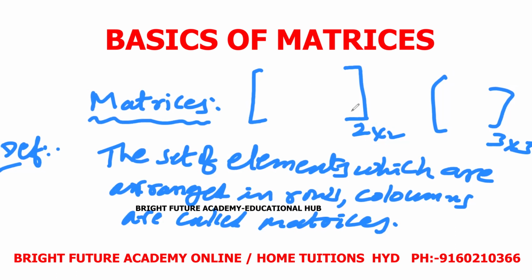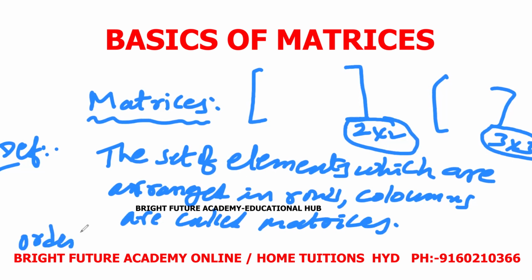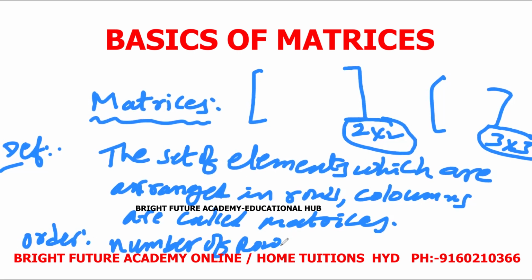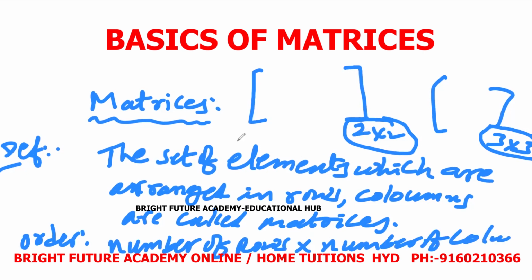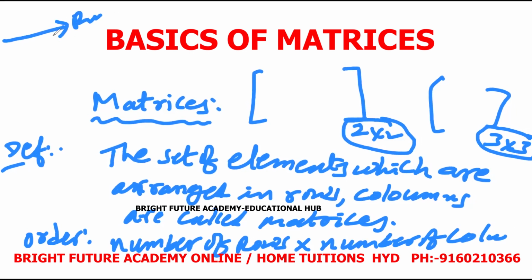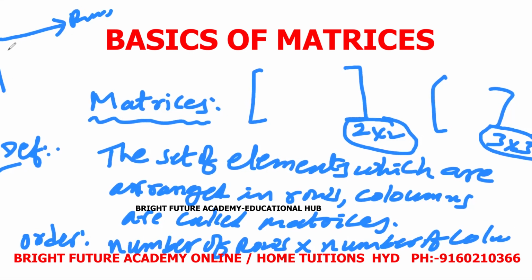Whatever you said, 2 by 2, 3 by 3, it is nothing but what? Order. Order is nothing but number of rows by number of columns. Here rows is nothing but what? Horizontal lines. And columns are nothing but vertical lines.